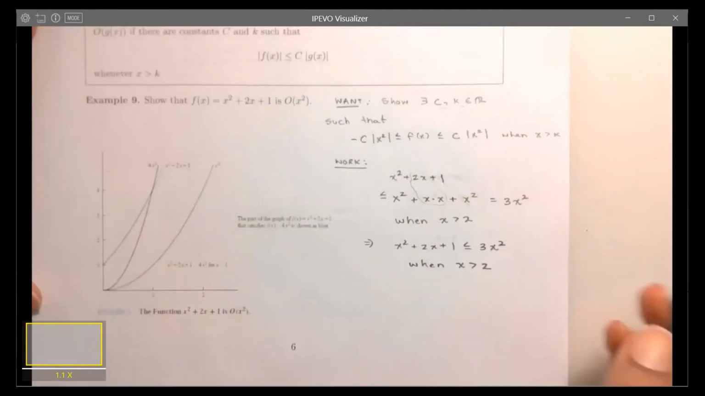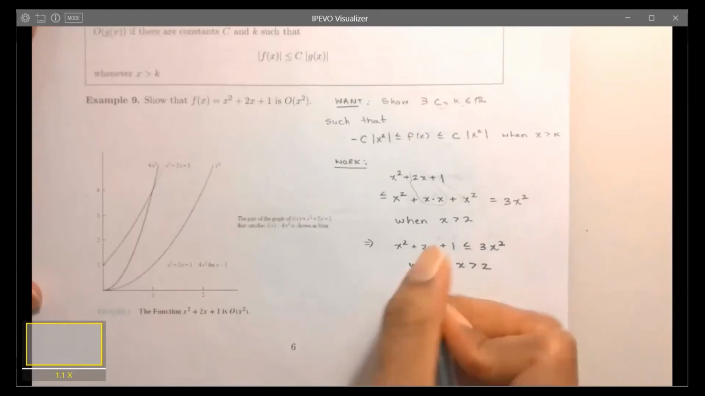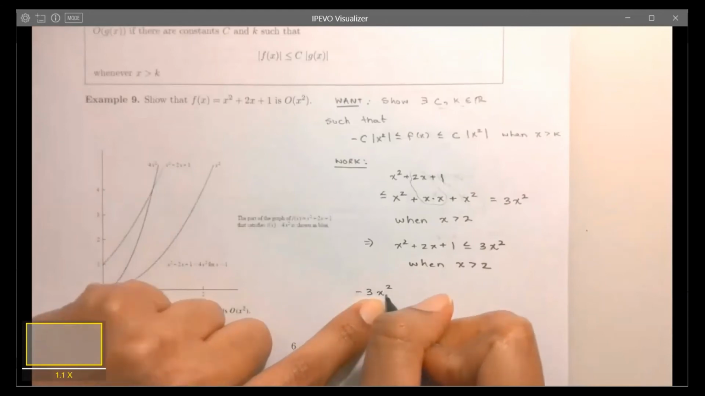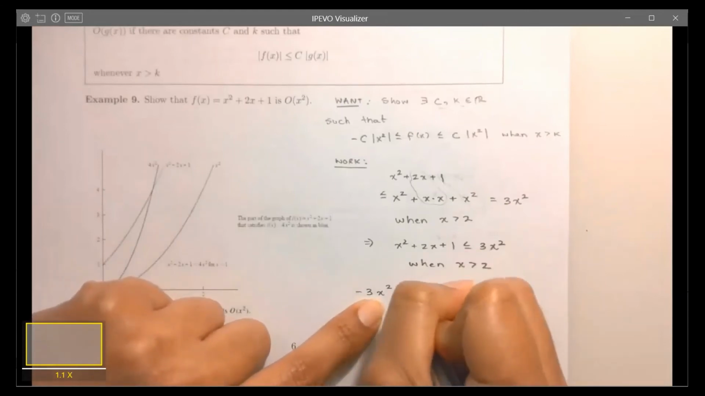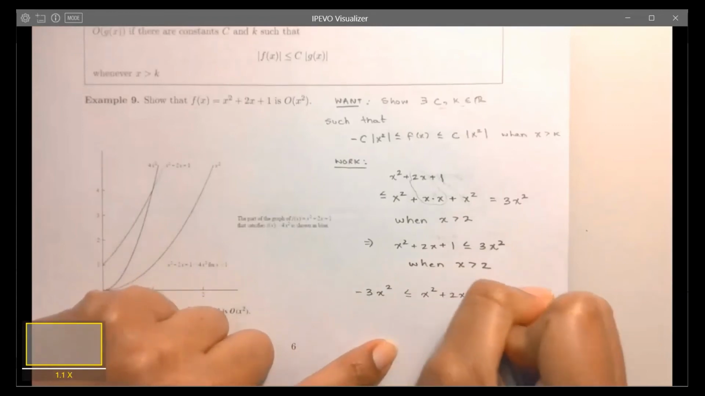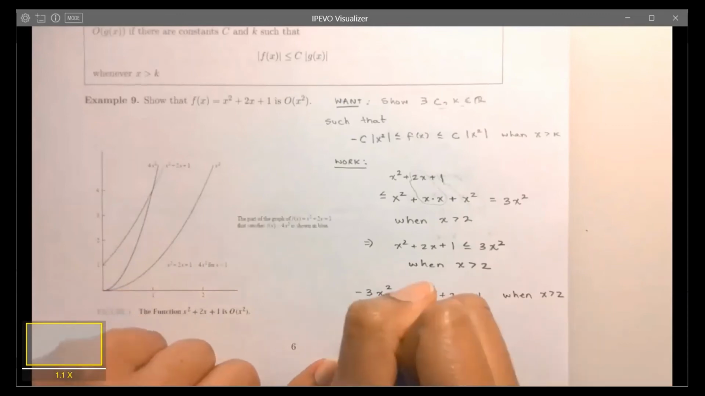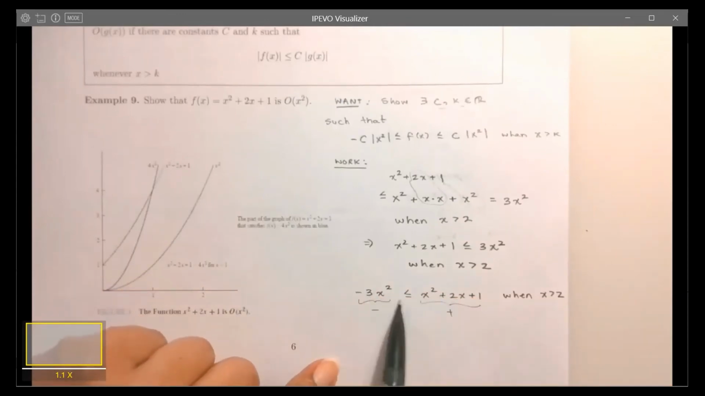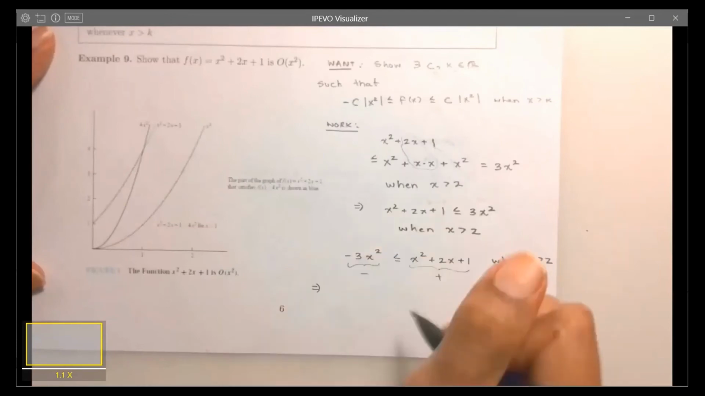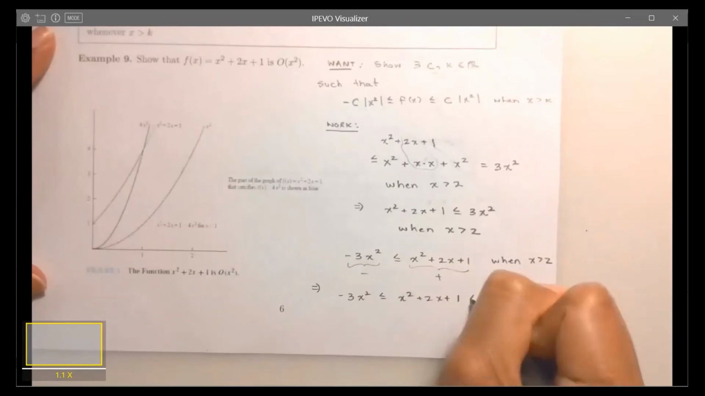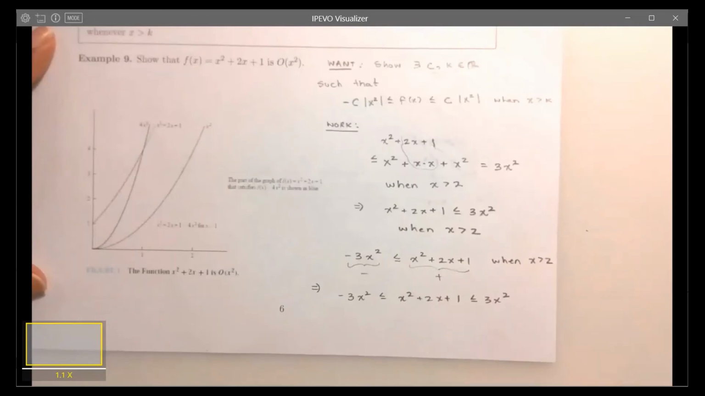Now let's see, is it bounded below by negative 3x squared? Well, the answer is yes, because x squared is always positive. Negative 3 times something positive is going to be something negative. That is going to be less than x squared plus 2x plus 1 when x is greater than 2, because this is going to be positive while this is going to be negative. All right, so this inequality is true because the sum of these terms will result in a positive answer, whereas the product of these two is going to be something negative. So hence what we've shown is that negative 3x squared is less than or equal to x squared plus 2x plus 1 is less than or equal to a 3x squared when x is greater than 2.